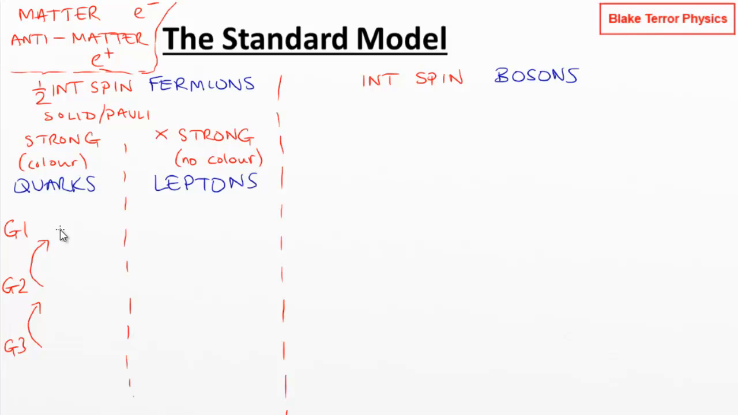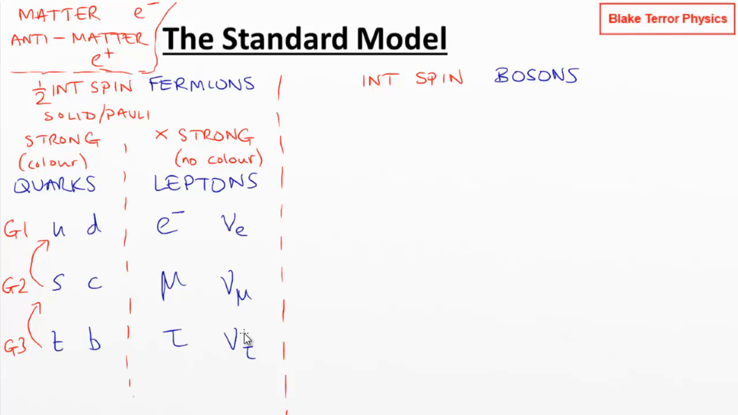So what are these specifically? So Generation 1 quarks are our up quark and our down quark. Generation 1 leptons are our electron and our electron neutrino. Right, when we move up to Generation 2, we've then got the strange quark and the charmed quark. We've got the muon and the muon neutrino. Generation 3, we've got top quark, bottom quark, the tau and the tau neutrino.